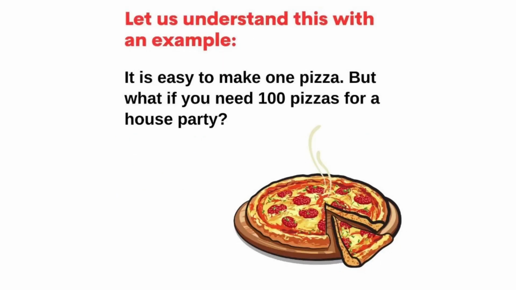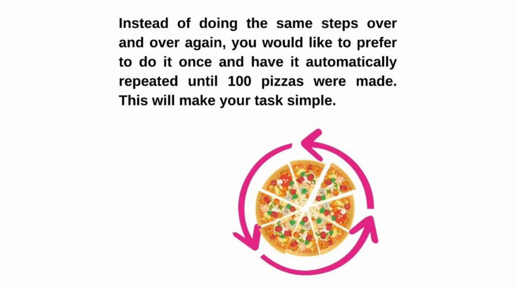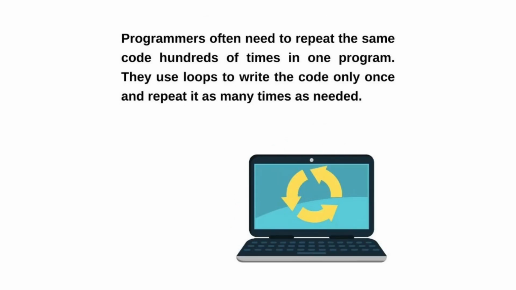Let us understand this with an example. It is easy to make one pizza. But what if you need 100 pizzas for a house party? Instead of doing the same steps over and over again, you would prefer to do it once and have it automatically repeated until 100 pizzas were made. This will make your task simple. Programmers often need to repeat the same code hundreds of times in one program. They use loops to write the code only once and repeat it as many times as needed.